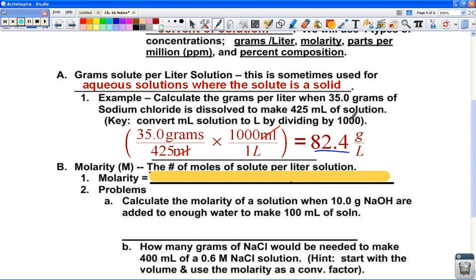Unfortunately, that is the easy one. That's as easy as it gets. Now, we'll have more practice with this with some other problems in your packet.